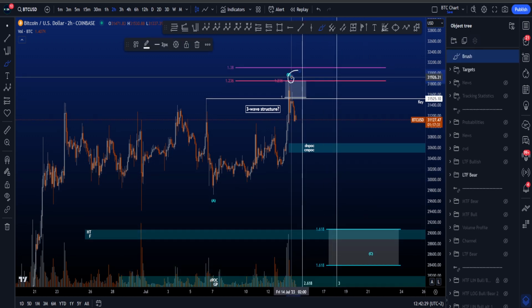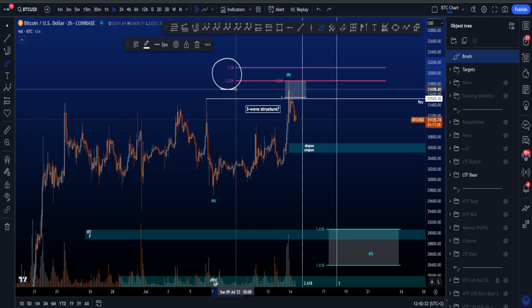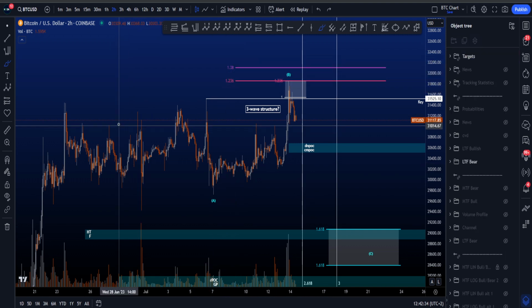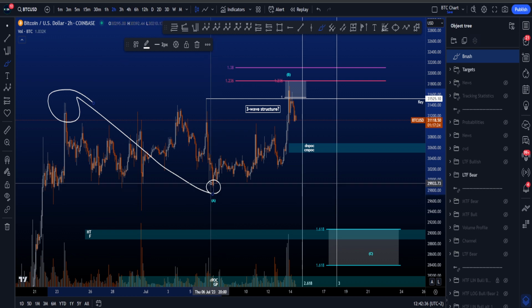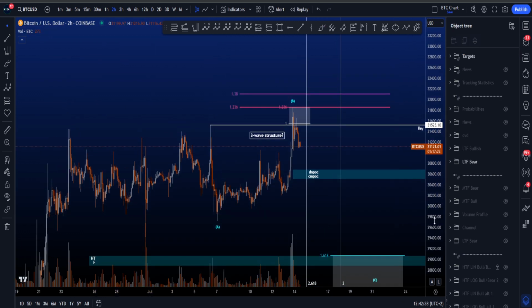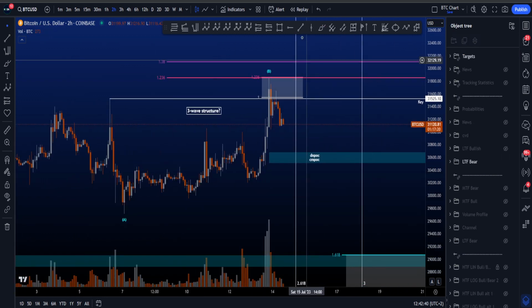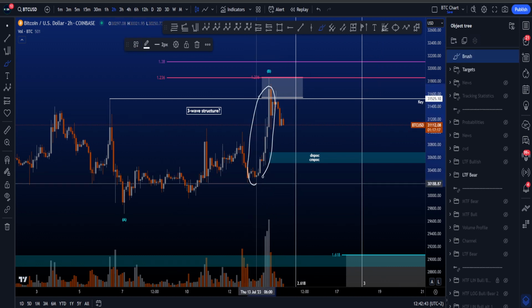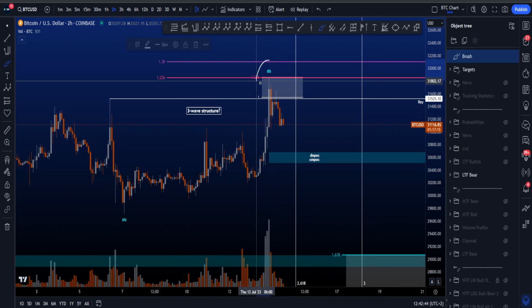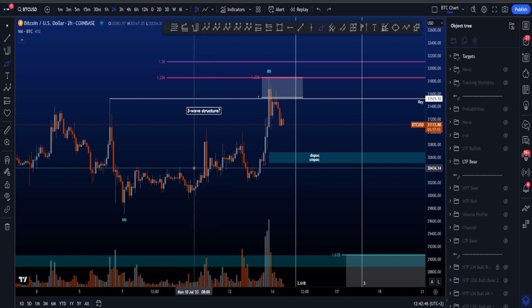This wave B hit the most common target area of a wave B, which is between the 1.236 and the 1.38, pulled from the high to the low of wave A, which is very nice. It hit the 1.236. And then the question is, is this move to the upside a 3-wave structure? Because in a wave B, you want to see a 3-wave corrective structure.